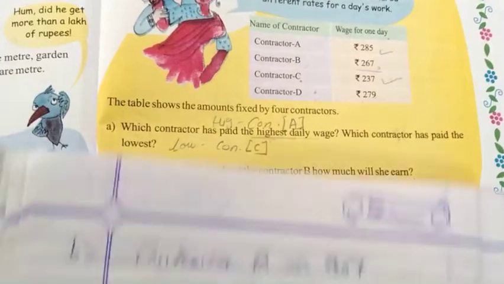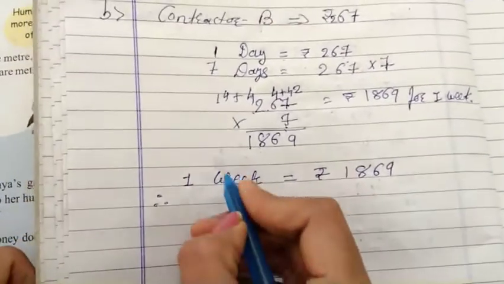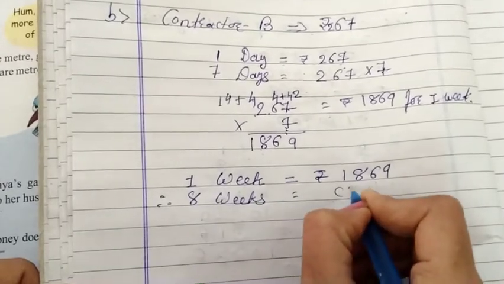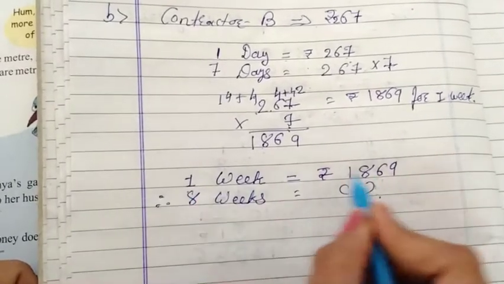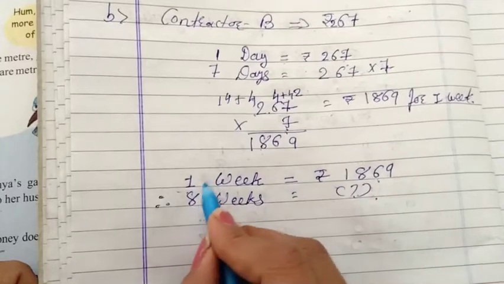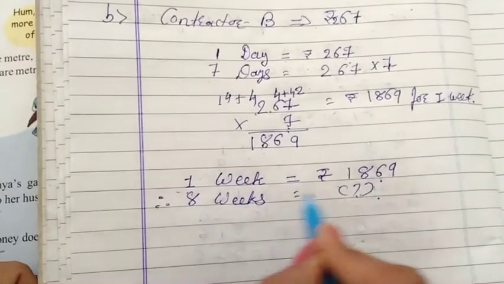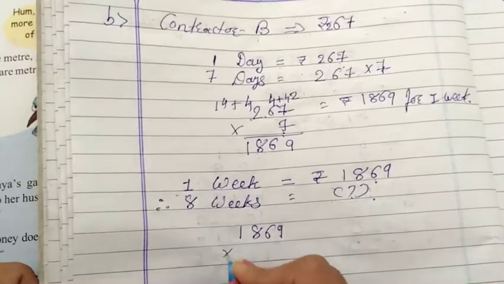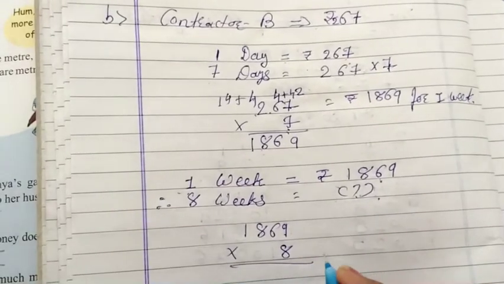So we have to find for how many weeks? For 8 weeks. So let's write here 8 weeks is equal to how many? 1 की वैल्यू दी है, ज़्यादा की सर्च करनी है. 1 वीक के इतने रुपीज़ से 8 वीक्स के कितने? So what we will do? We will multiply. Let's multiply here.